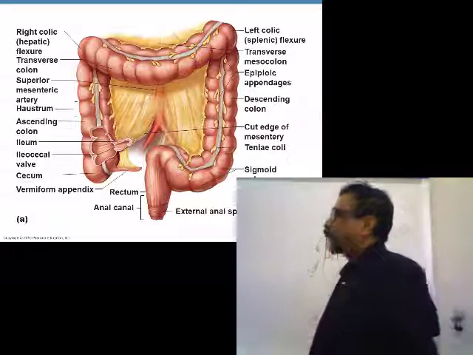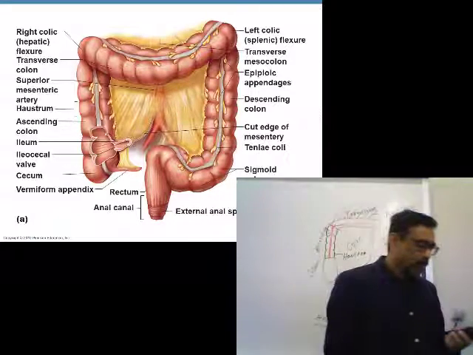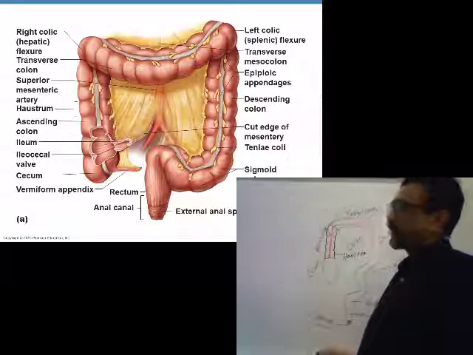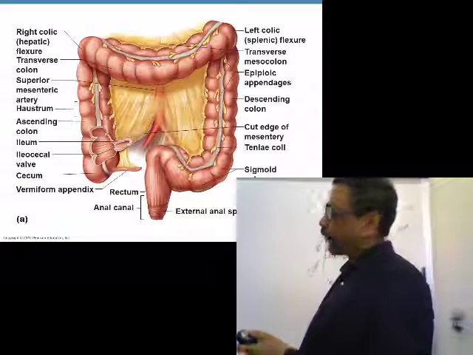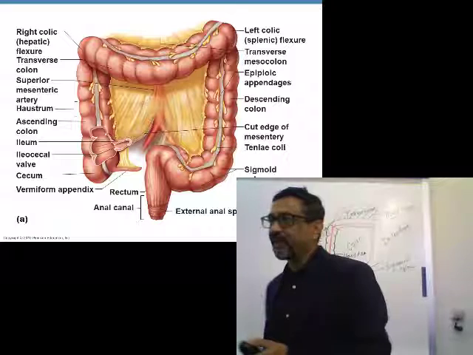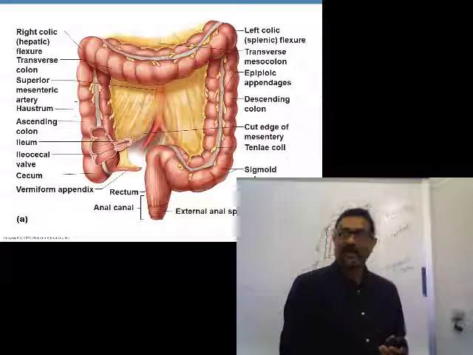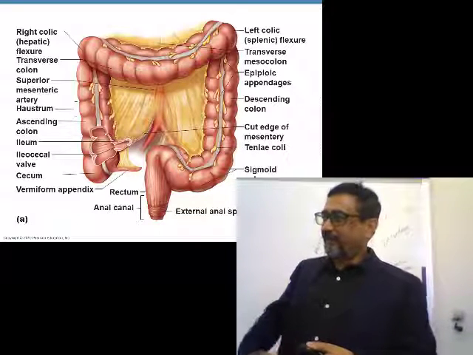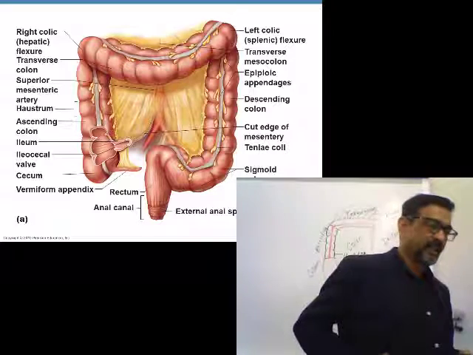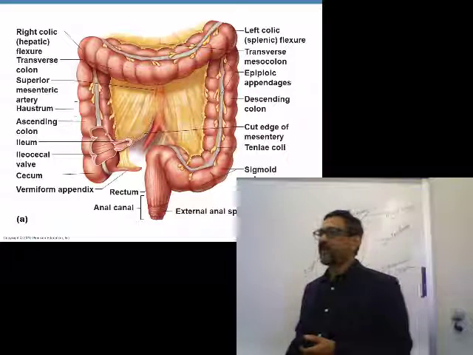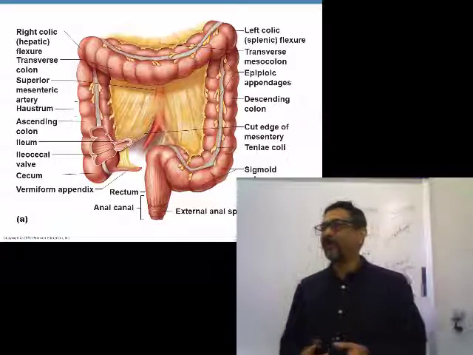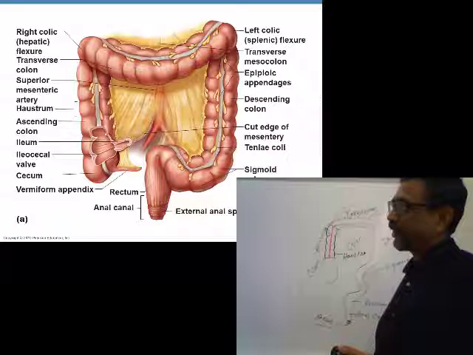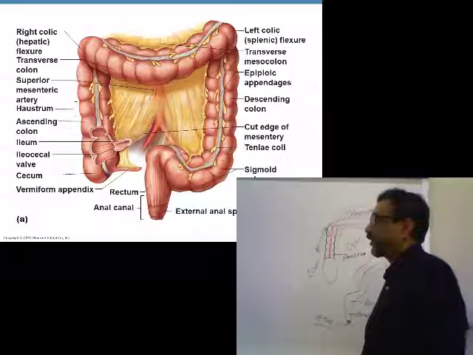Now, the large intestine has 2 flexures or angles. Right colic flexure, which is also called hepatic flexure because the liver is located there, just above that. So it is in the liver side, right side, liver is here. So that's the right colic flexure or hepatic flexure. Left colic flexure is also called splenic flexure because spleen is there, very close to that angle. Spleen is actually like kind of touching that angle. That's why it is splenic flexure.